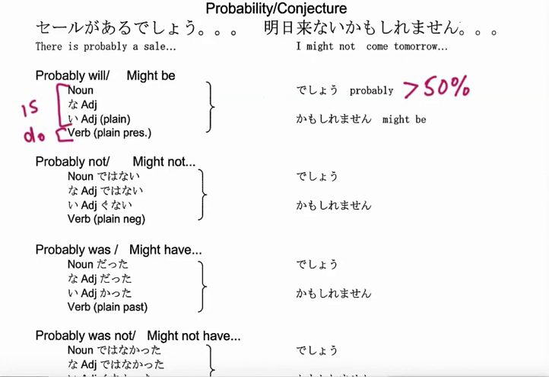When you switch to the negatives, then it would be ben dewanai desho, hen dewanai or hen janai desho, oki kunai desho. It probably isn't big. And he probably doesn't do something goes from the negative in what we call the plain, so it would be tabenai desho. He probably won't eat. He probably doesn't eat. Remember that that can be in the present tense or the future tense.